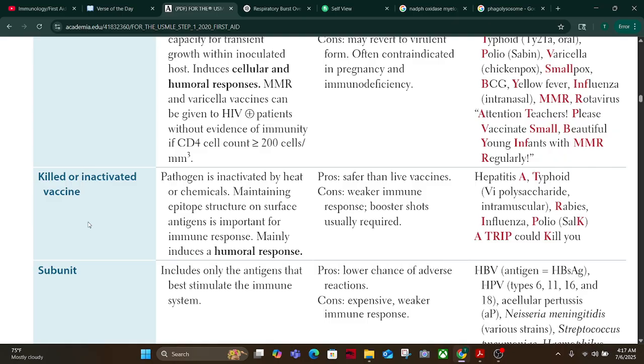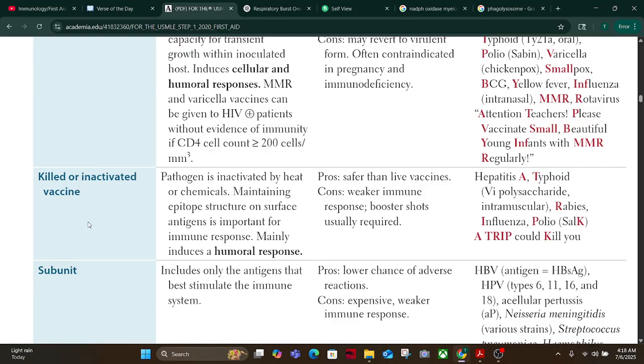And it says maintaining epitope structure on surface antigens is important for immune response. This means the structure of antigen is retained so the B cell can bind CD4 positive T cell.